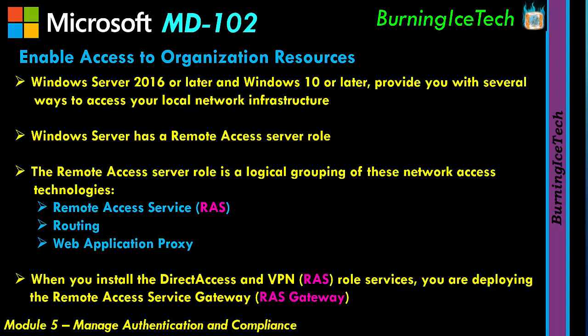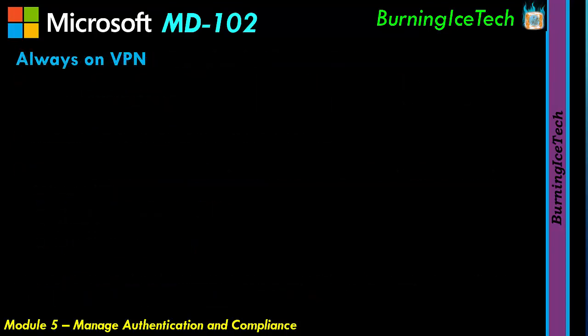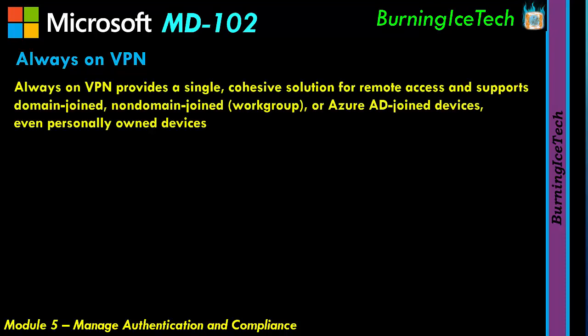Alrighty, now moving on to the next topic, which once again I think you guys know what it is. Earlier, you would have heard me mention this. Here it is now: Always On VPN. Always On VPN provides a single cohesive solution for remote access and supports domain-joined as well as non-domain-joined or Azure Active Directory-joined devices, and believe it or not, even personally owned devices. So your good old-fashioned BYOD scenarios.